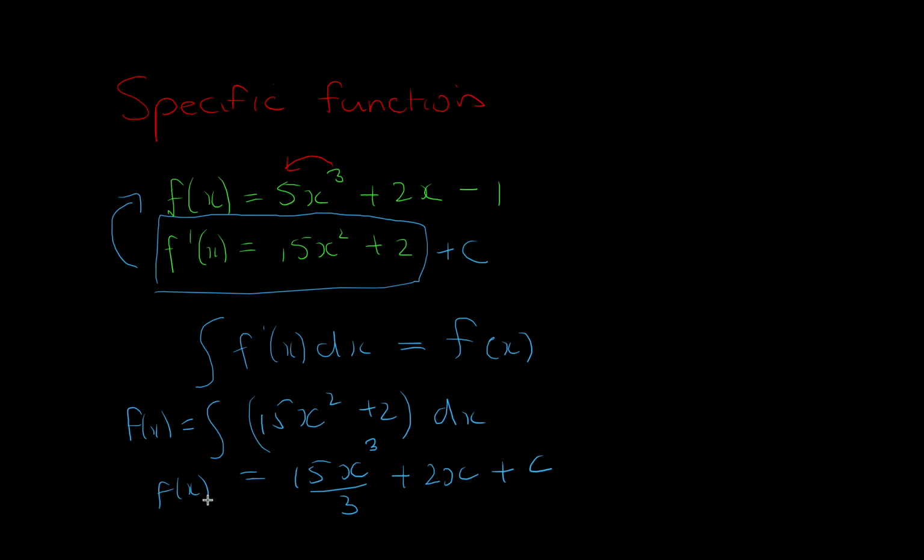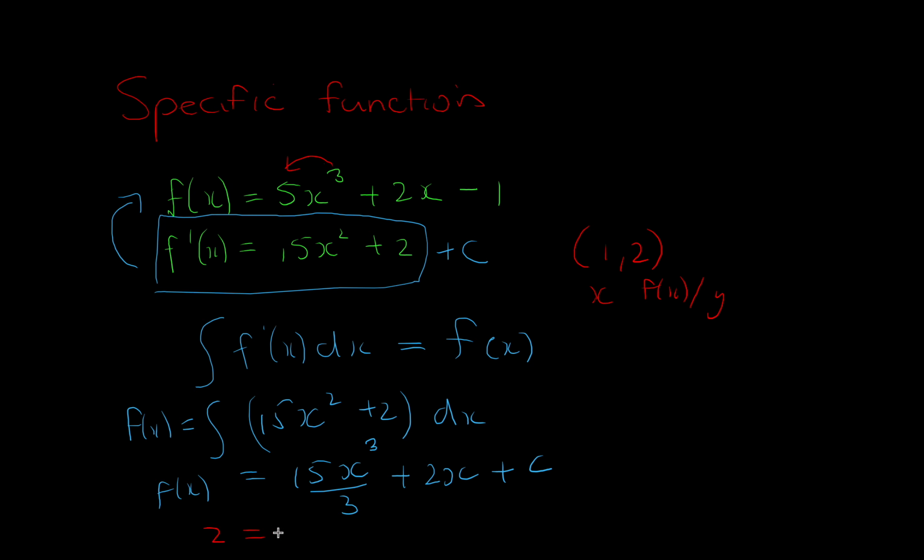But note that we don't know what the constant is. So normally when you need to get the function, they always need to give you more information. They'll say that this function f(x) goes through a point, let's say (1, 2). So now, after you've done the antiderivative, we can substitute the x value and the function value, f(x), or the y value, into the function.